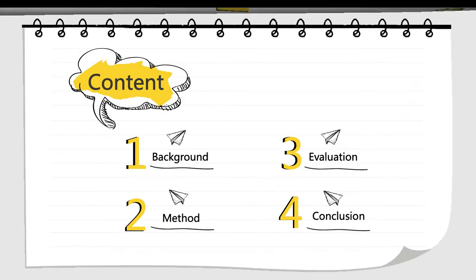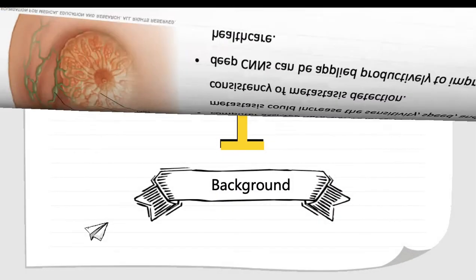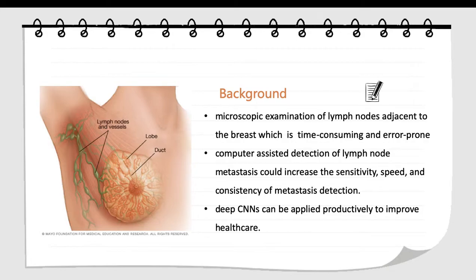As we know, the treatment and management of breast cancer is determined by the disease stage, and breast cancer staging involves the microscopic examination of lymph nodes adjacent to the breast to see if the cancer has spread. This process is fairly time-consuming and error-prone. But computer-assisted detection could increase the sensitivity, speed, and consistency of metastasis detection. Therefore, we decided to use CNN as the method to do metastasis detection.